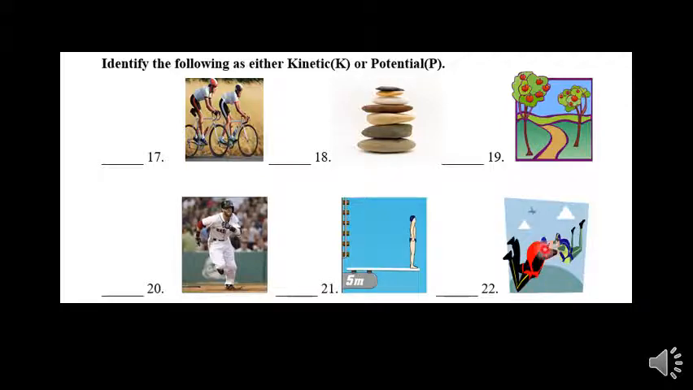In fact, this is a bad example if you're making them choose between kinetic or potential, because they're both about equally. They're falling really fast and they're still really high off the ground. So that could be either a K or a P in this example here.